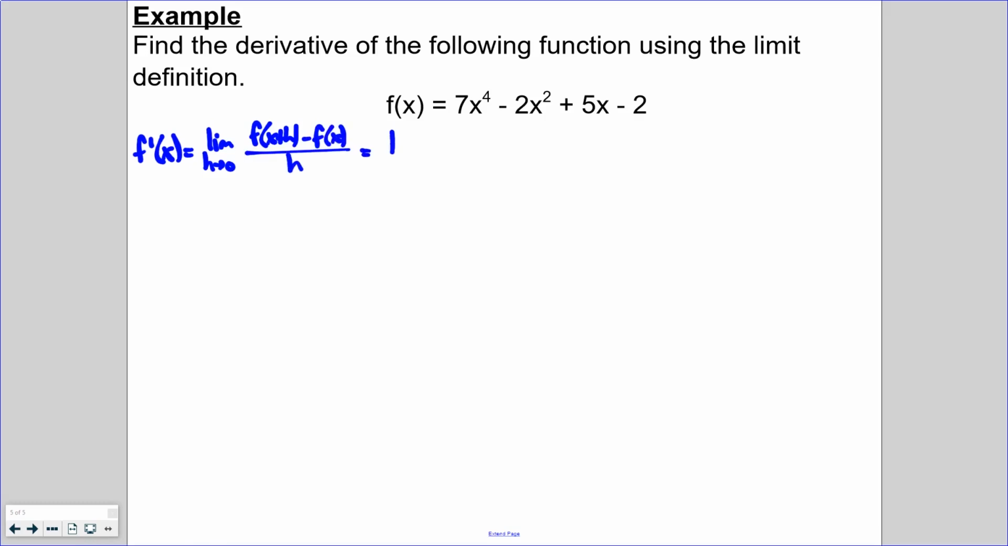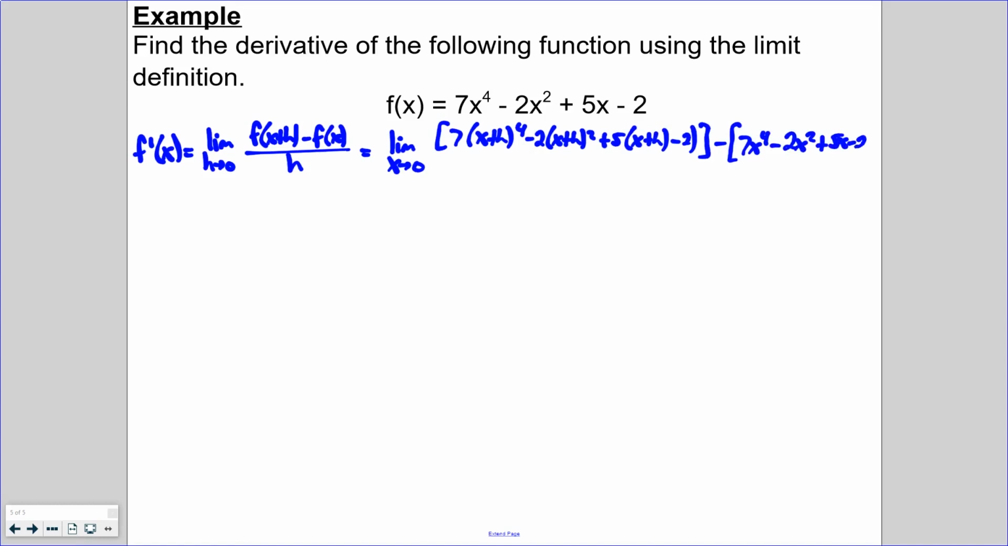And then we can do our substituting, giving us the limit as h approaches 0 of 7 times x plus h to the fourth minus 2 times x plus h squared plus 5 times x plus h minus 2, and then minus our function 7x to the fourth minus 2x squared plus 5x minus 2. And that's all going to be over h. Alright, well now here's where the real fun begins, because we have an x plus h to the fourth and an x plus h squared. So to help us out, we're going to be using our formulas.